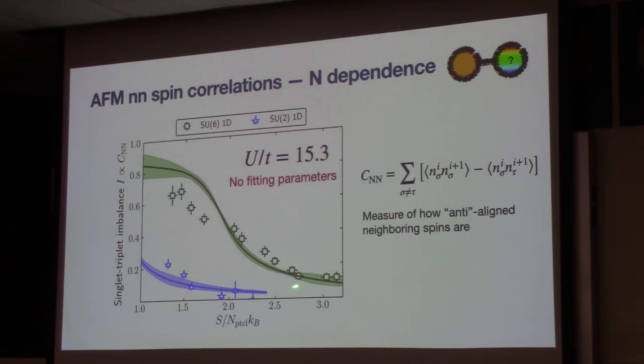And we can see that there is good agreement with the data. I mean, it's not perfect, but there's fairly good agreement. But the most important thing for us was that we can also reproduce the same trend that the experiment is seeing. Correlations develop at higher entropies the larger N, and also they are stronger for a given entropy per particle.